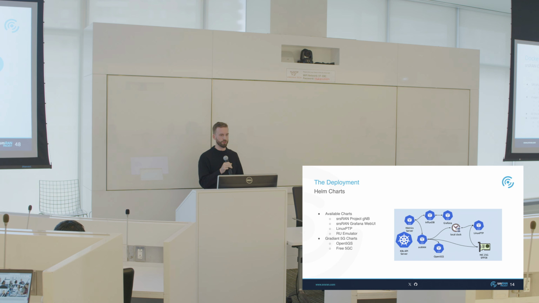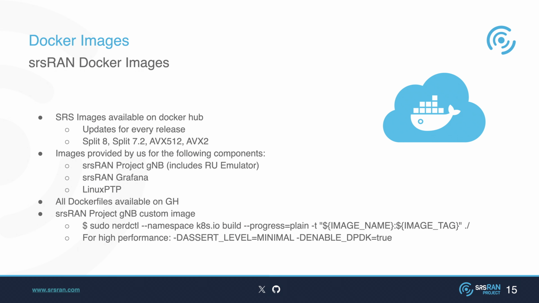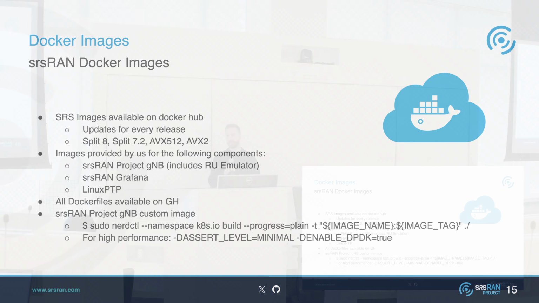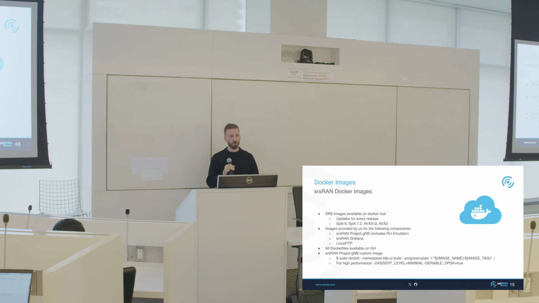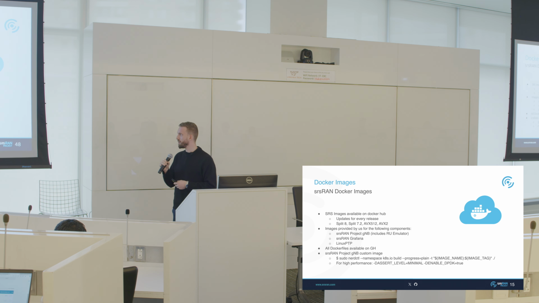And this is also something that I wanted to show because I stumbled over this some time ago. If you build directly into the k8s.io namespace, you don't have to upload the image to a Docker registry and then download it. You can directly use it in your Helm chart if you set the image pull policy correctly. And if you, for example, want to change the gNodeB image by adding new tools, or by maybe changing the code, we recommend that you use the assert level minimal and that you also enable DPDK for high performance.